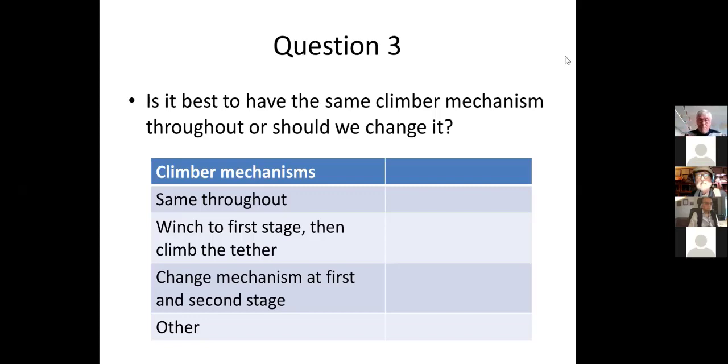So there you go. We have 7 same throughout, 6 winch to first stage then climbed the tether, and 9, the winner, I guess, change mechanism at first and second stage. Yeah, interesting. So it's kind of all over, broken out between the 3 choices. And of course, one person did say other. It'd be interesting for that person who responded other, can you type in chat and let us know what your thoughts are here?